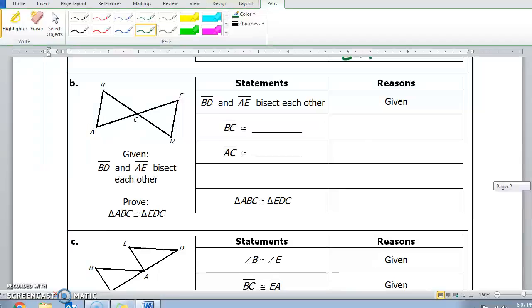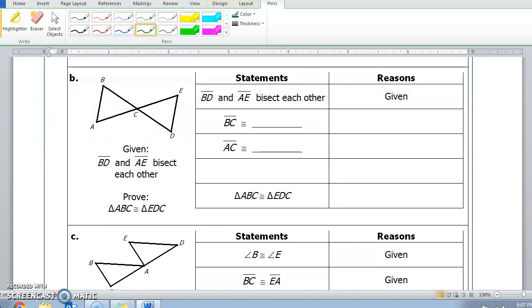B, our next congruence proof. We have that BD and AE bisect each other, which was given. Whenever a side is bisecting another side, we know that we are going to get two congruent sides. So if they're bisecting each other, we're going to get two pairs of two congruent sides. So if BD is bisecting AE and vice versa, our first statement below that is BC is congruent to CD. The reason for that, definition of a segment bisector.